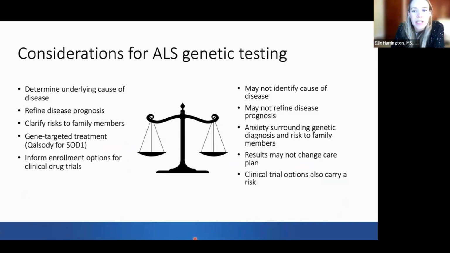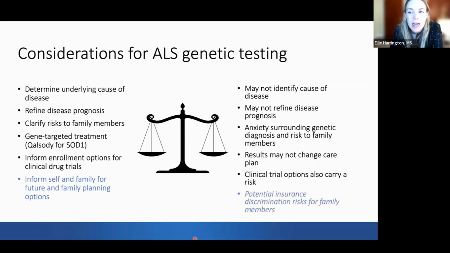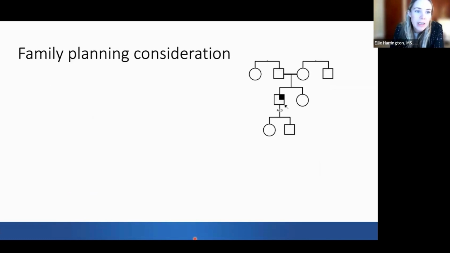So, considerations for testing, a few more that I want to touch on that we talk about in our genetic counseling sessions. The first is informing yourself or family members for family planning options. And then we always talk about potential insurance discrimination risks.